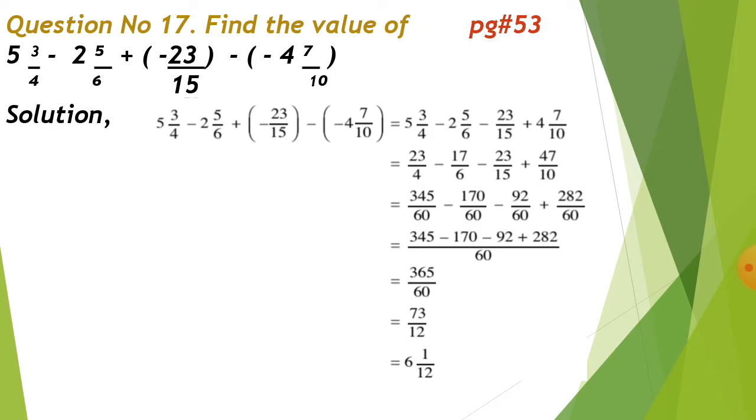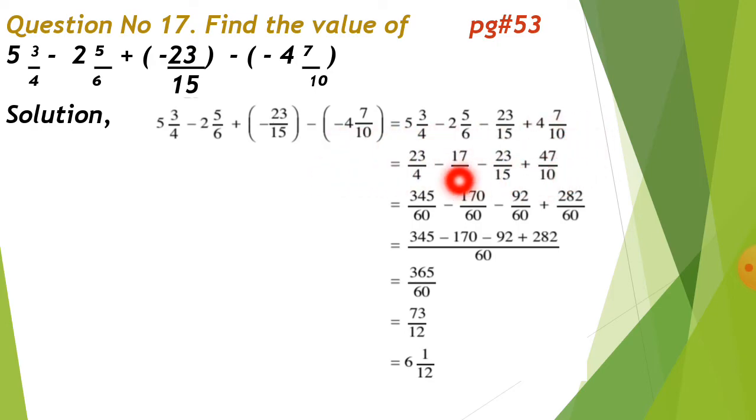Question number 17 is there. Find the value of 5 into 3 over 4 minus 2 into 5 over 6 plus, then minus 23 over 15 minus 4 into 7 over 10. That is on page number 53. For the solution we have to remove these brackets first. So plus minus will be minus, minus will be plus. There are no other changes in the question.